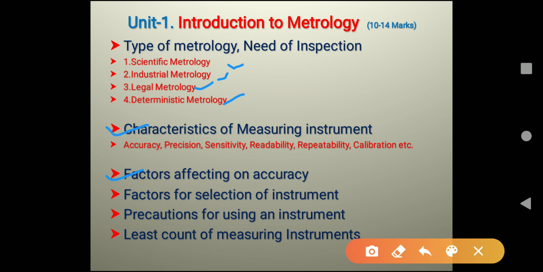We have seen the precision of a particular instrument. We have seen the person or inspector carrying out the measurement. And finally, we have seen the influence of environment on a measurement. So such kind of factors are affecting accuracy. Then next we have seen factors for selection of instrument.